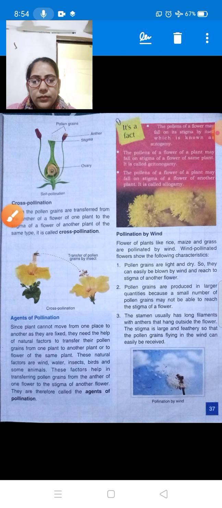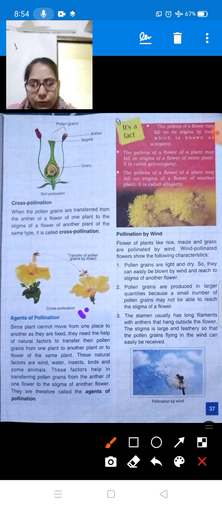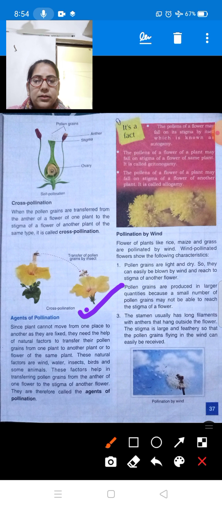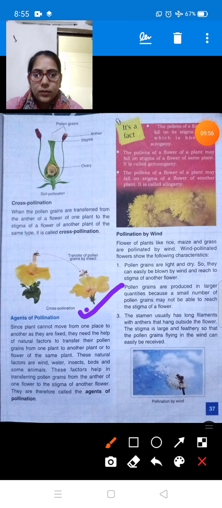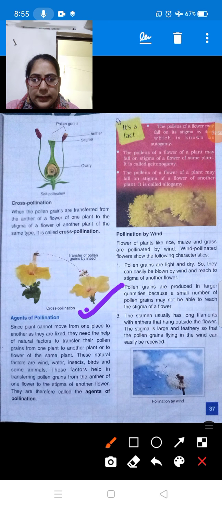Now, agents of pollination. Students, let's read it. Plants cannot move from one place to another, as they are fixed. Plants are fixed at their position, they cannot move from one place to another. So they need the help of natural factors to transfer their pollen grain from one plant to another plant or to a flower of the same plant.